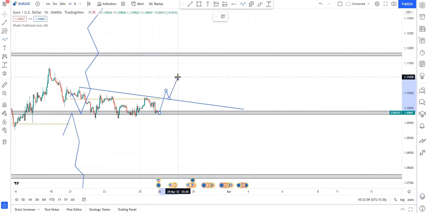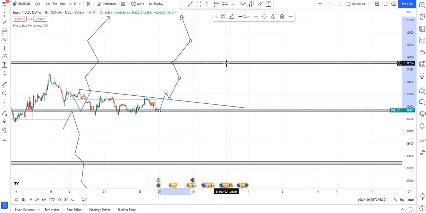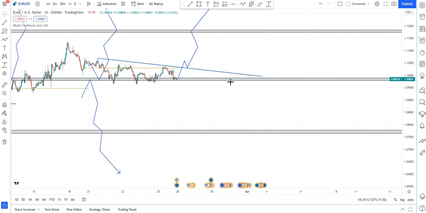If you are a risk taker, you can take it. Your first target will be this, second target. If you want more targets, then this will be the third and fourth target. These are the four targets in upside momentum.